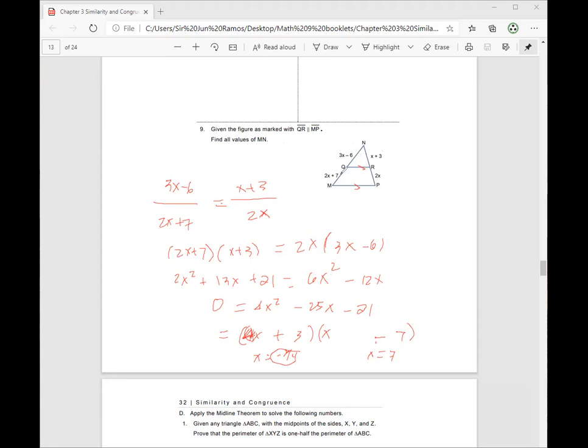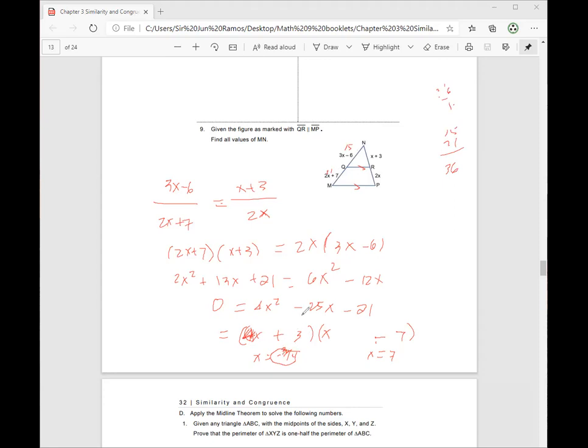Okay, MN. Let's have x equals 7 first. If x is 7, 3 times 7 is 21, minus 6 is 15. So this is 15. What about this? 2 times 7 is 14 plus 7, 21. So MN will now be 15 plus 21, or that's 36. That's one value.